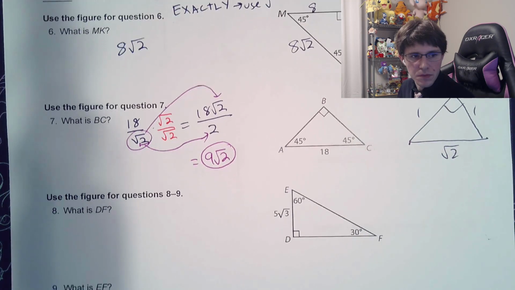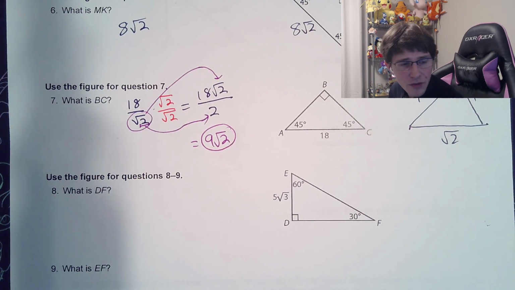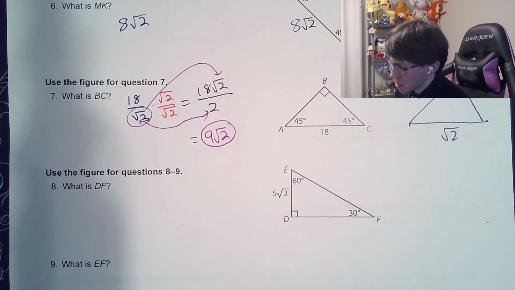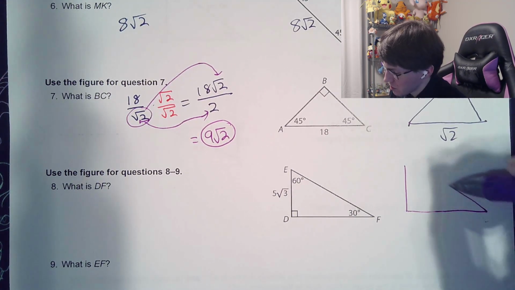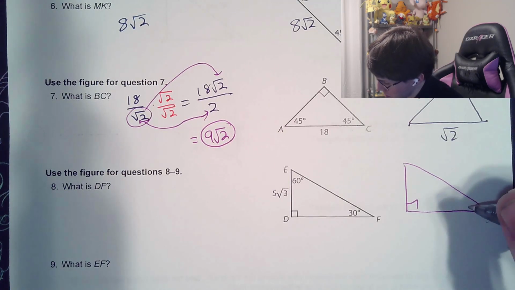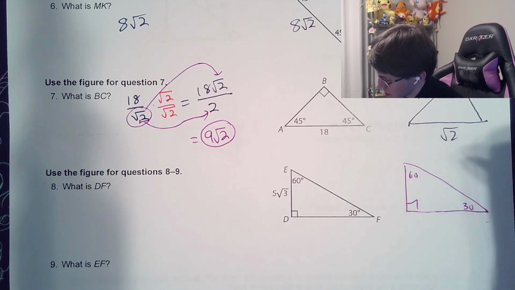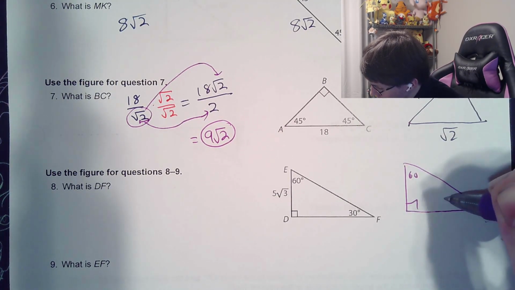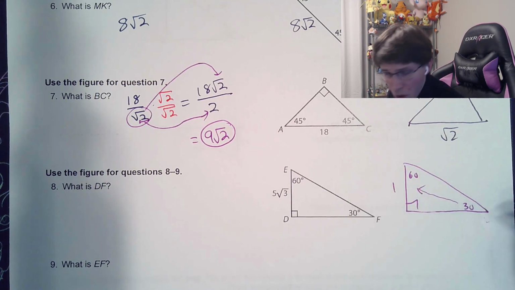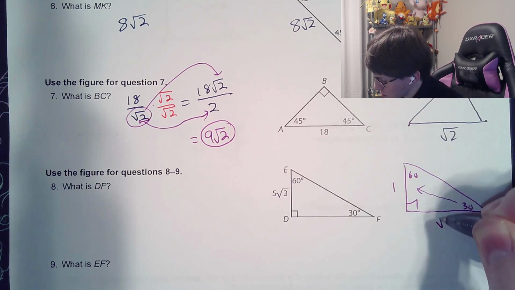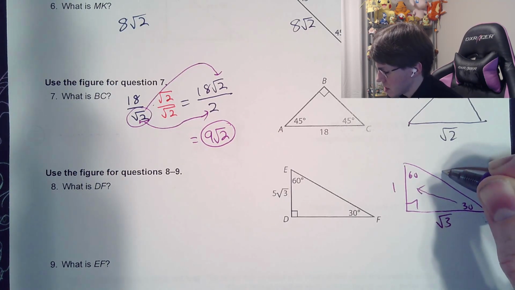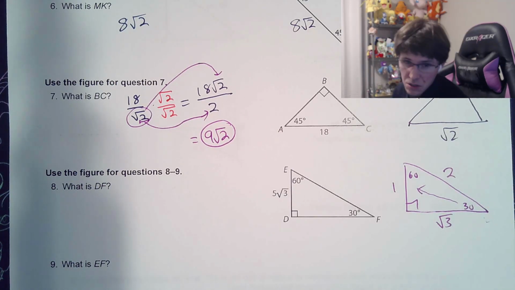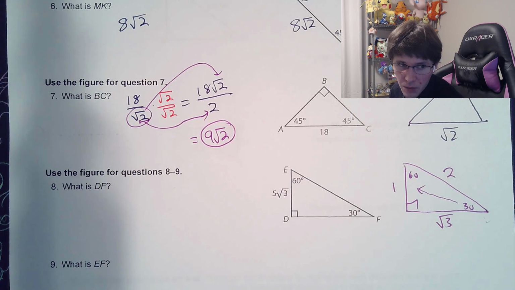Continuing on, number 8, what is DF? So on these questions, we have a 30, 60, 90 instead. The 30, 60, 90 triangle that we definitely have to have memorized is we have a 30 over here, a 60 over here, a 1. Using an arrow across from the 30, we have the 1 opposite the 30. We have the square root of 3 opposite the 60. And then we have a regular 2, not a square root of 2, opposite the right angle, that hypotenuse.